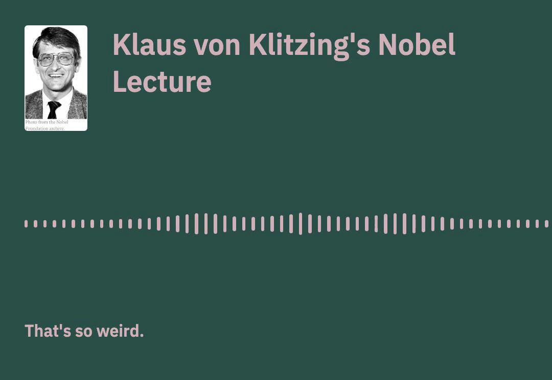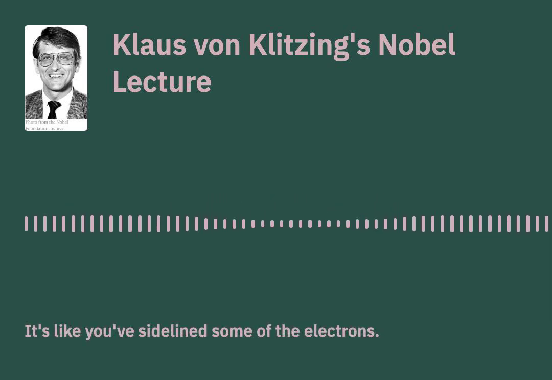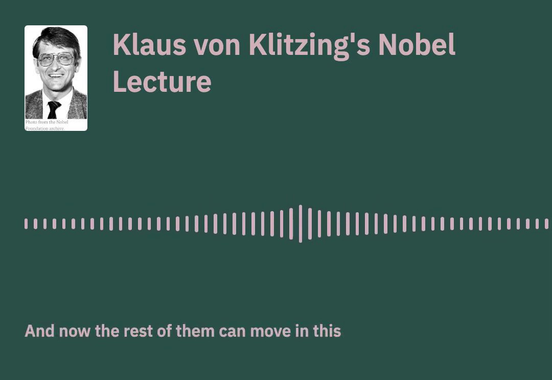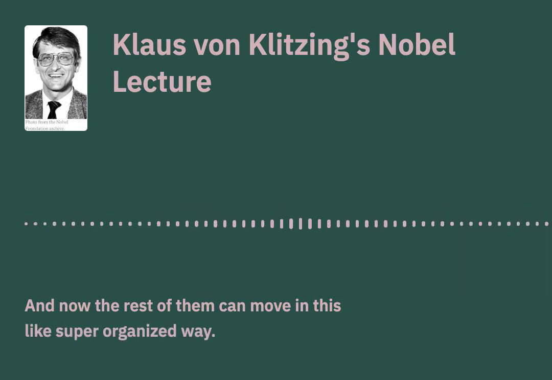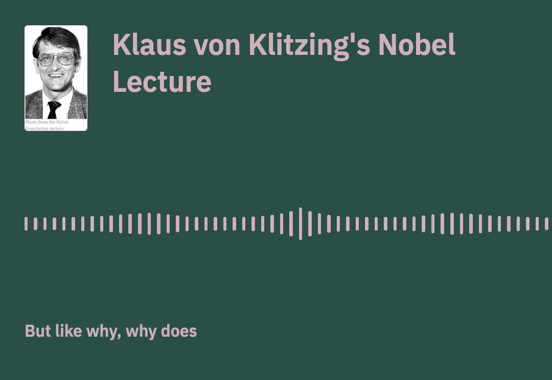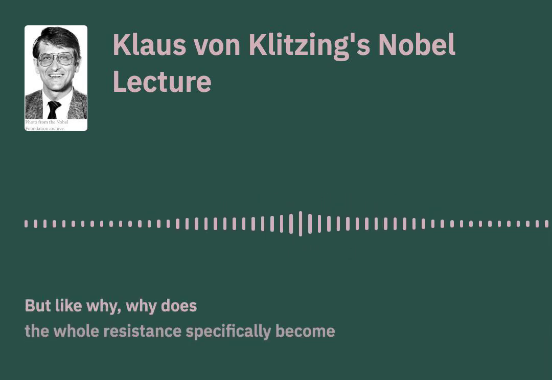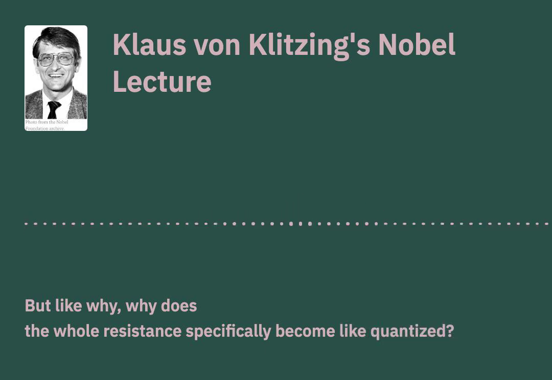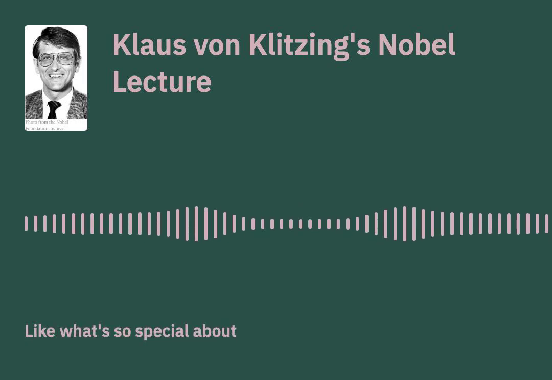That's so weird. You've sidelined some of the electrons. And now the rest of them can move in this super organized way with no resistance. Okay, that's wild. But why does the Hall resistance specifically become quantized? What's so special about those plateaus?